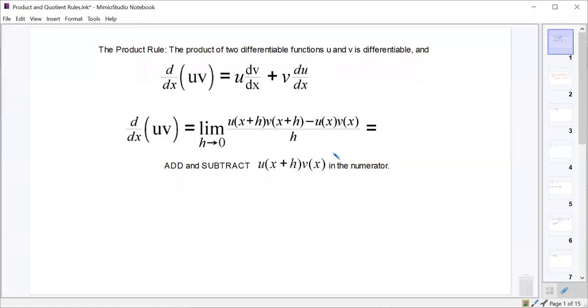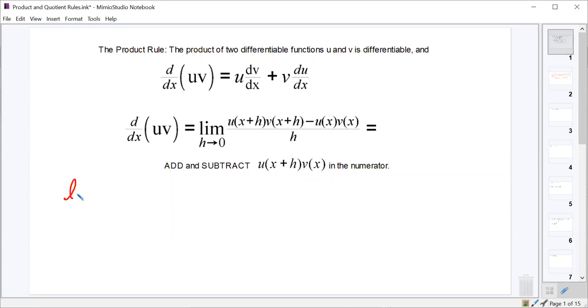Yeah? Okay, cool. So lots and lots of people before us have done this and know that this works, and I have done this many times and know that it works, and this is arbitrary. You won't have to do this. You won't be expected to know that this is what you should add and subtract in there to be able to simplify this limit.